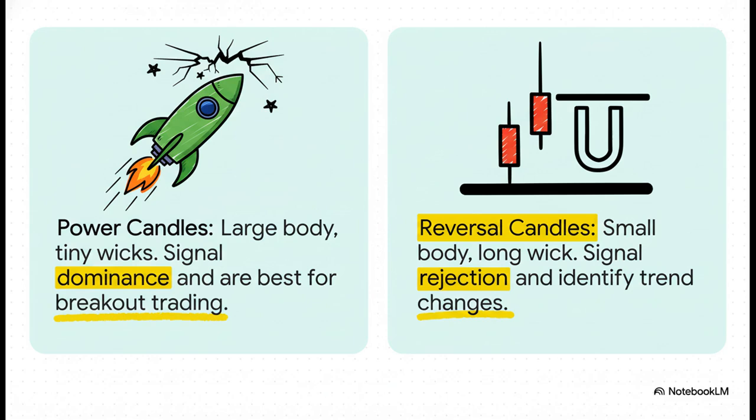And here it is, the whole strategy on one slide. On the left, you've got power candles. Big body, tiny little wicks. They just scream momentum and dominance. They're perfect for trading breakouts. And on the right, reversal candles. Small body, long wicks. They scream rejection. These are your best friends for spotting when a trend might be changing.